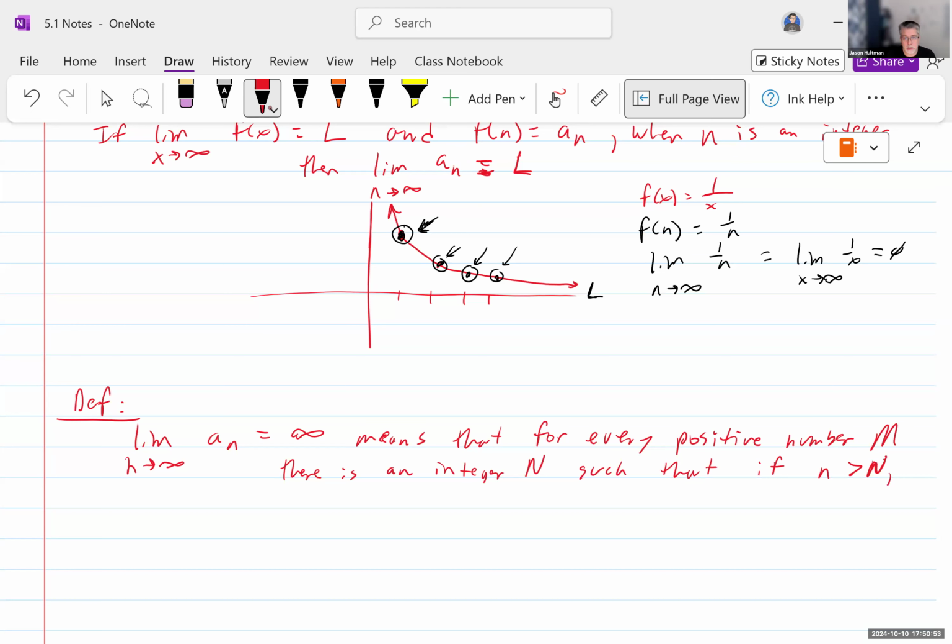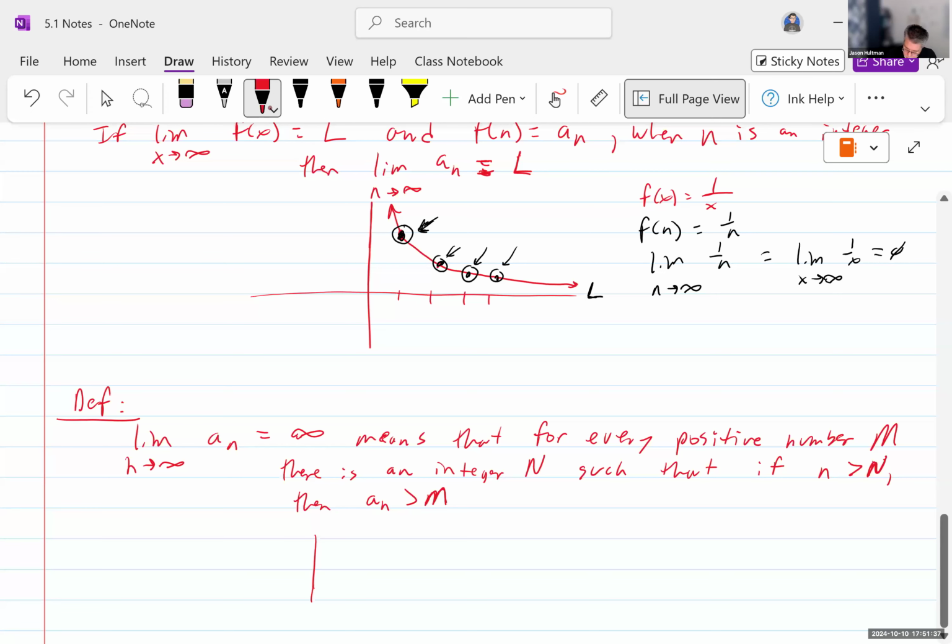I know the n's and the m's are hard to differentiate, but I'll try my best to really emphasize the m's and the n's. Okay, so lowercase n is greater than capital N, then we can say that the value of the sequence at lowercase n is greater than M.